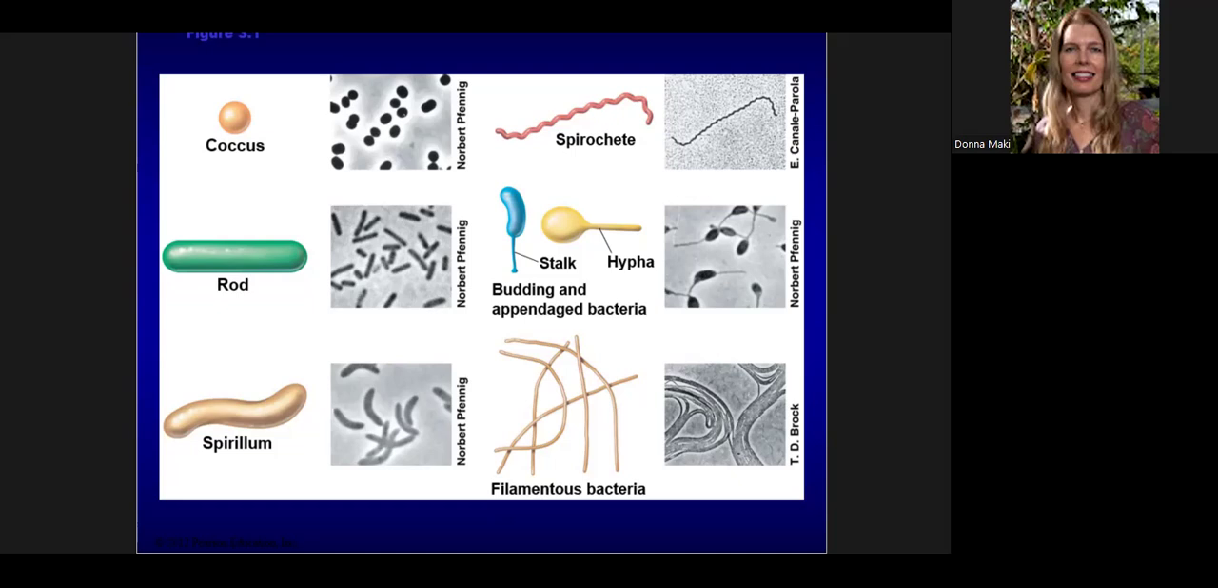And so, for example, you might have some that are stalked, where they have an appendage that they can often use to stabilize and attach to a surface. And so very often, if you are scraping a log or a rock in a stream or river and look at it under the microscope, you might see a lot of appendaged bacteria that are using some kind of stalk to attach to the rock or the log so that they can stay put even in a faster current.